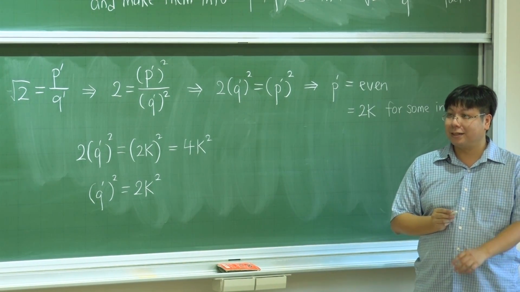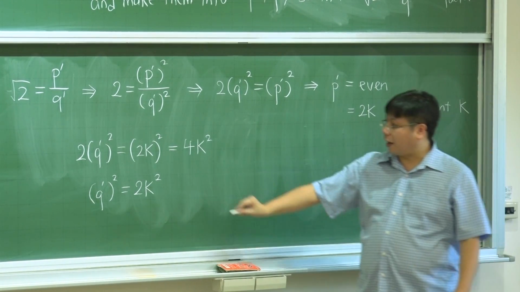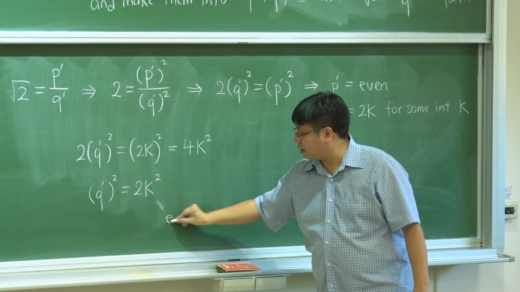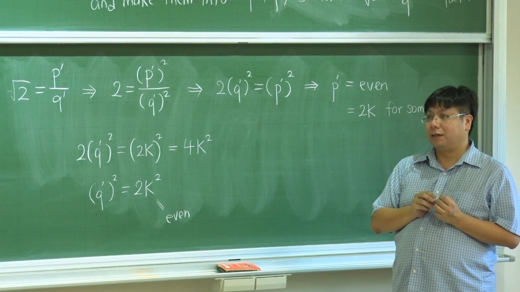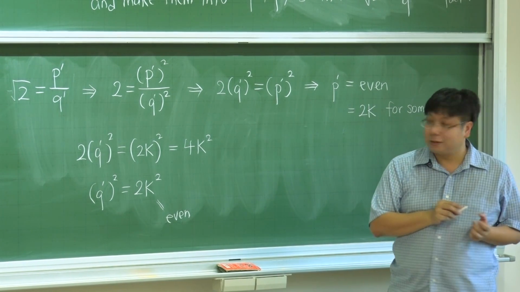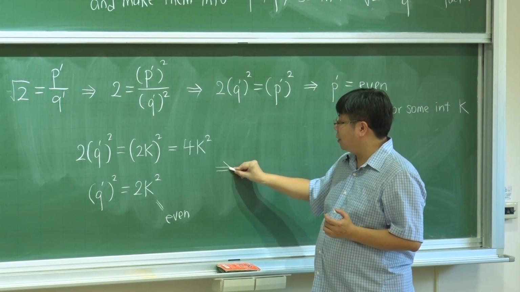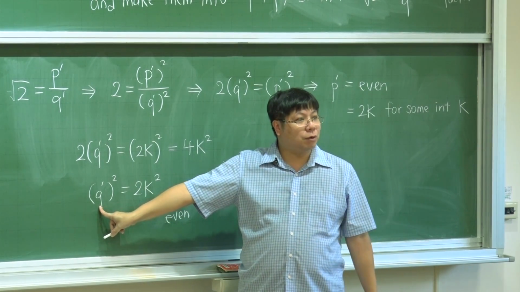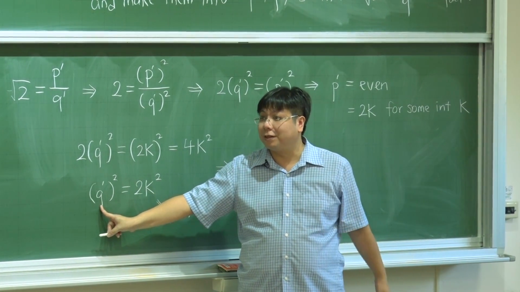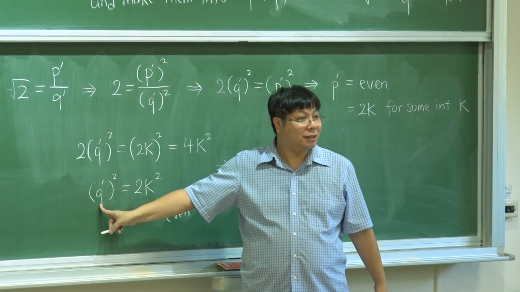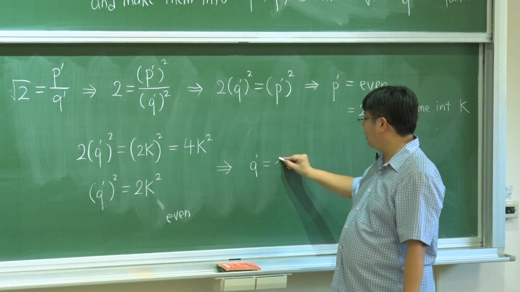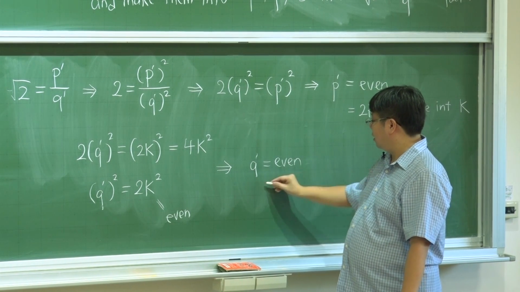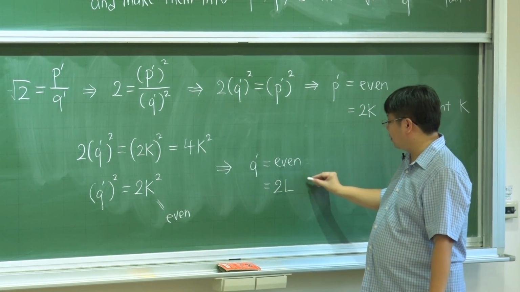Okay? Is that okay? And then this is even. 2 times k squared is even. So we use the same logic again. Then we know what? We know that q prime has to be even. Is that okay? Okay, q prime is even. It is equal to 2l for some integer l.